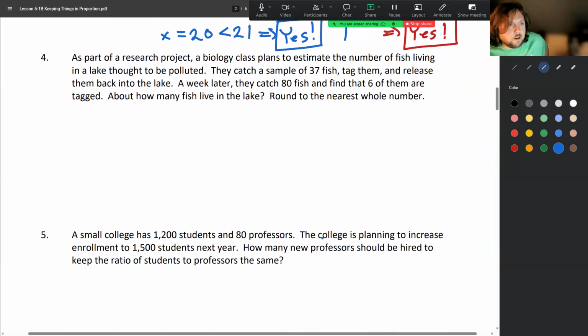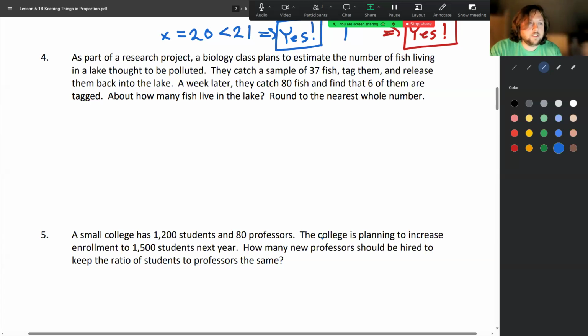As part of a research project, a biology class plans to estimate the number of fish living in a lake thought to be polluted. They catch a sample of 37 fish, tag them, and release them back into the lake. A week later, they catch 80 fish and find that six of them are tagged. About how many fish live in the lake, round to the nearest whole number.